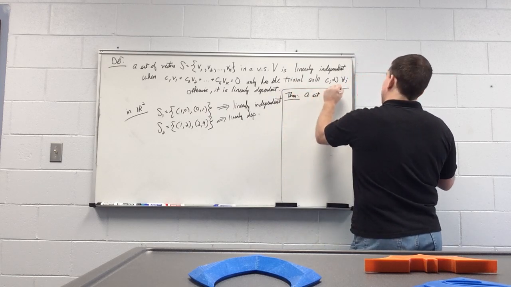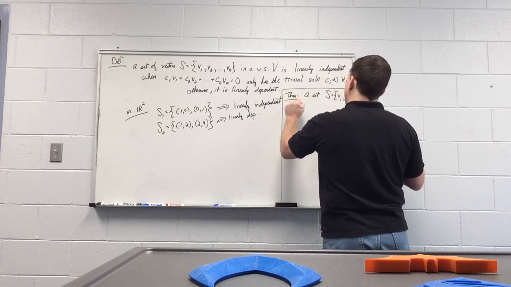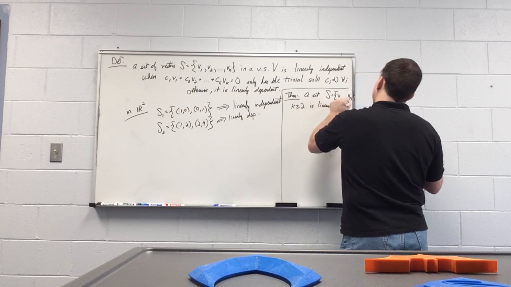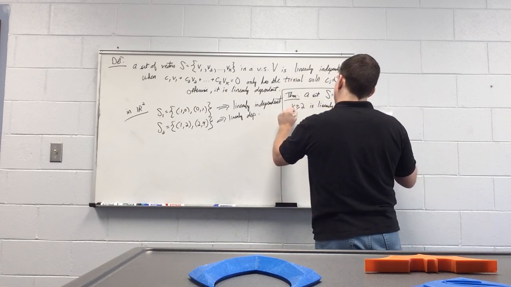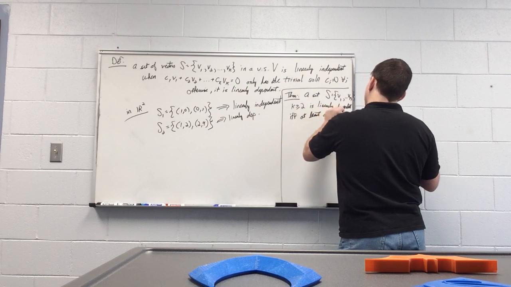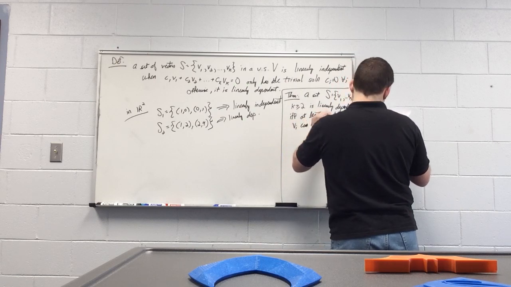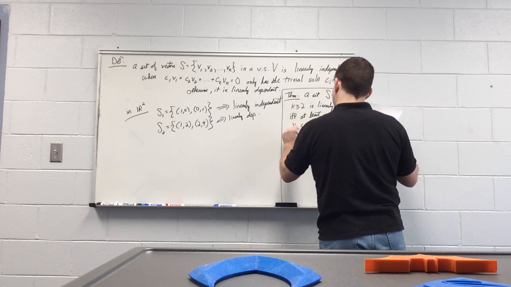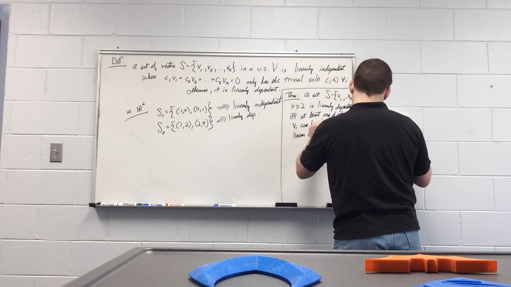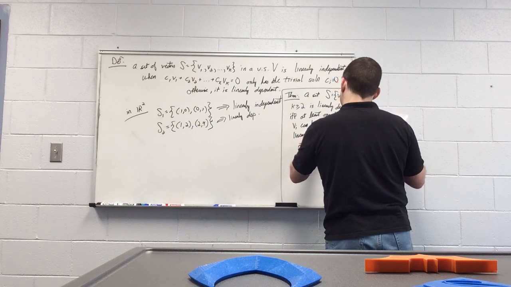A set S equal to, like I said, V1 to Vk, with k greater than or equal to 2, is linearly dependent if and only if at least one of the V sub i can be written as a linear combination of the other vectors in S.